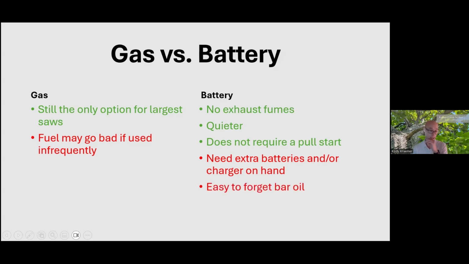And then it's easy to forget bar oil. Usually you fill up bar oil on your saw when you fill up the gas. So if you run out of gas, you fill up the gas and then you fill up the bar oil. Well, if you aren't filling up the gas or topping off the gas, you could potentially forget to top off the bar oil. So I just like having more options to have the best tool for the job. So it's pretty neat to have battery power.